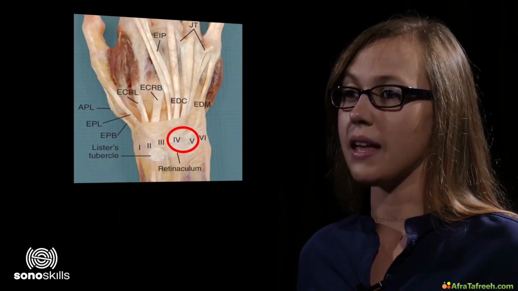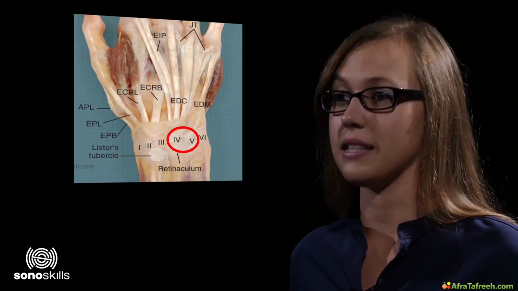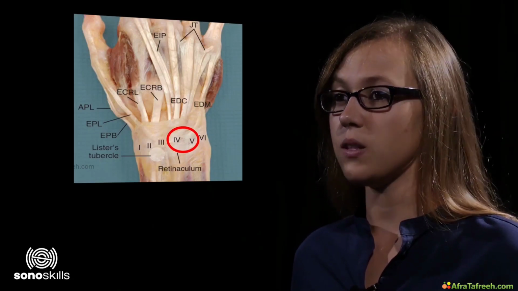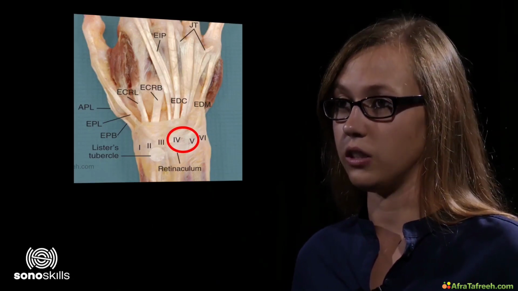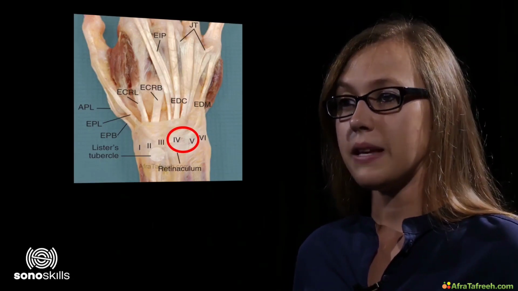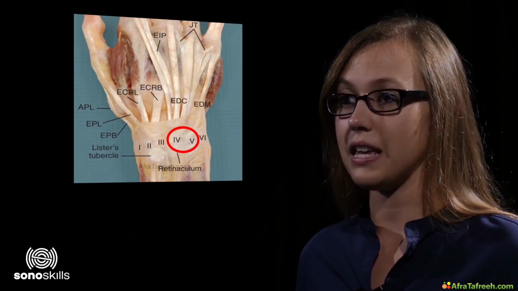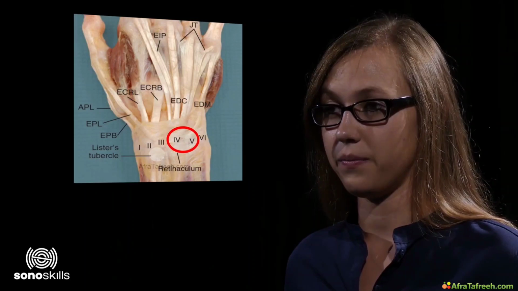So the EDQ and the EDM are actually the one and same structure. Compartment 5 can be found exactly superficial of the distal radio-ulnar joint. When palpating the joint and extending the fifth digit, the tendon dynamics of the EDQ can be palpated.